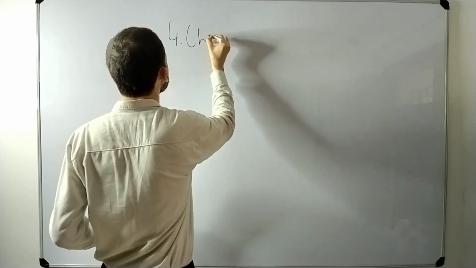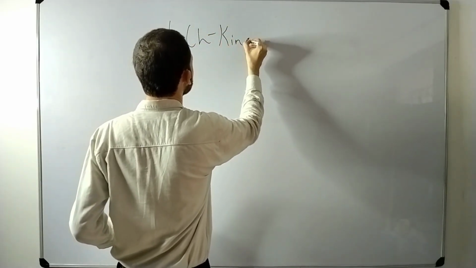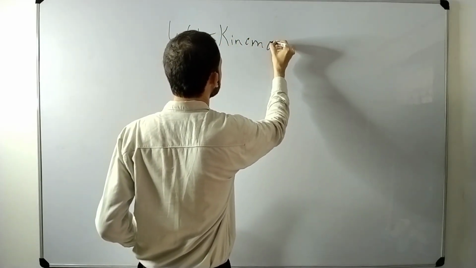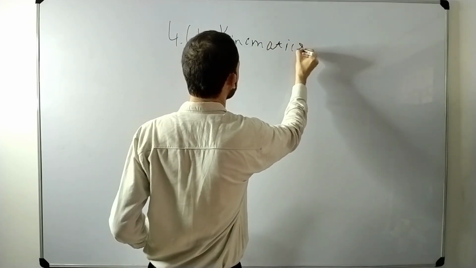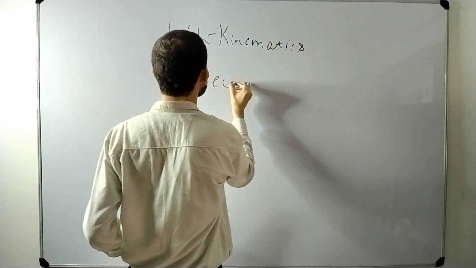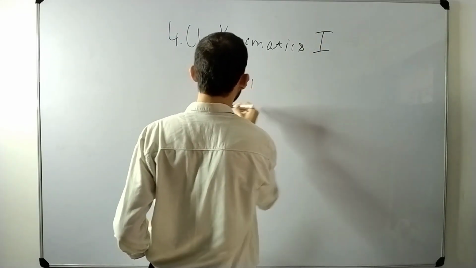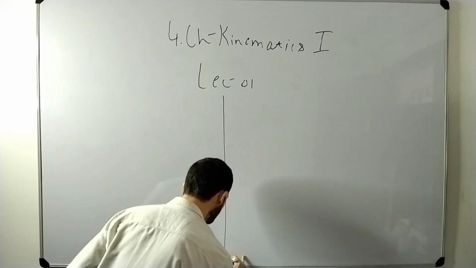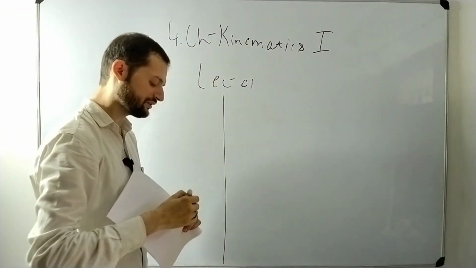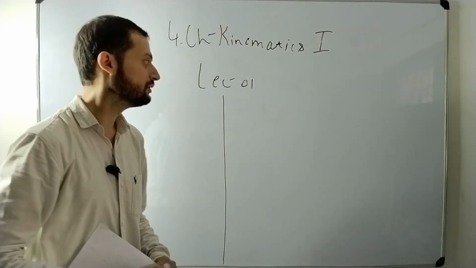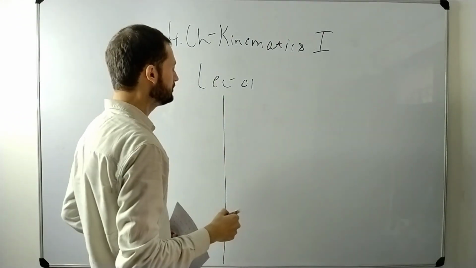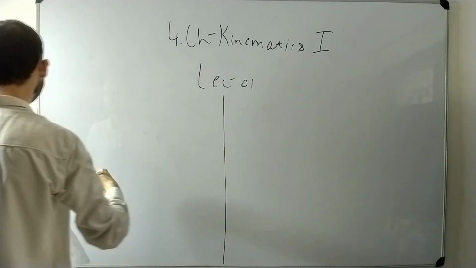4th chapter kinematics, lecture number first, part of kinematics. So in this lecture students, we will discuss motion in a straight line. So let's see motion in a straight line.